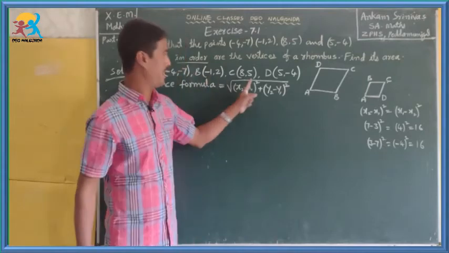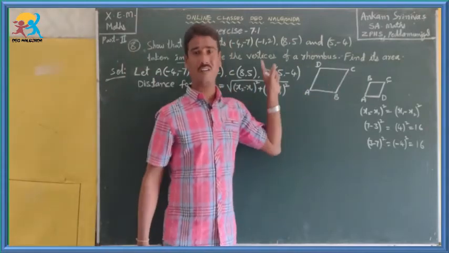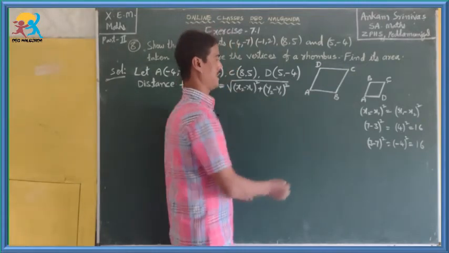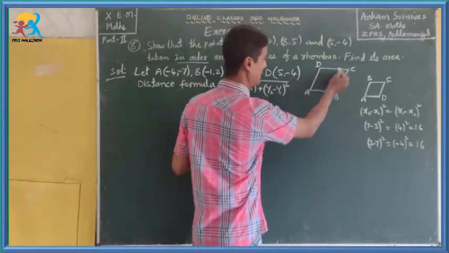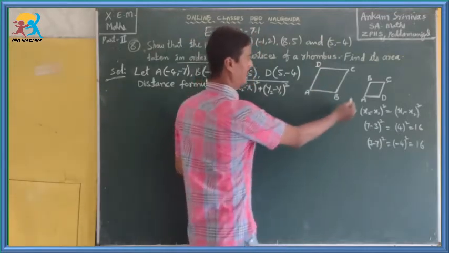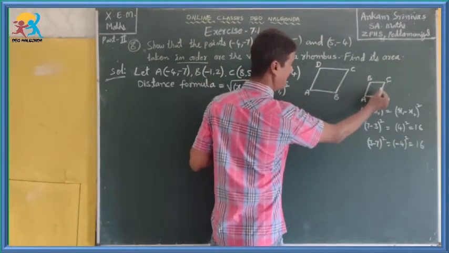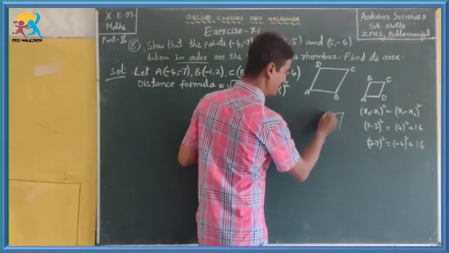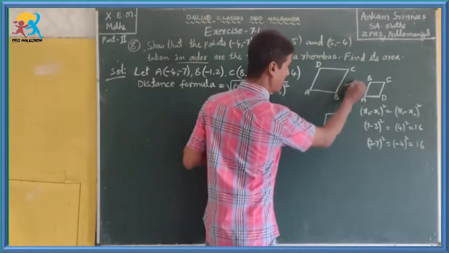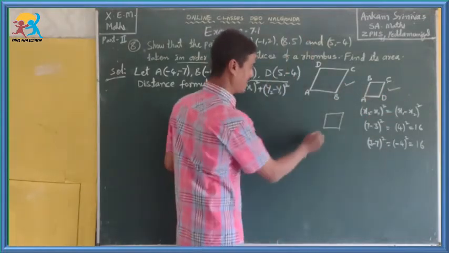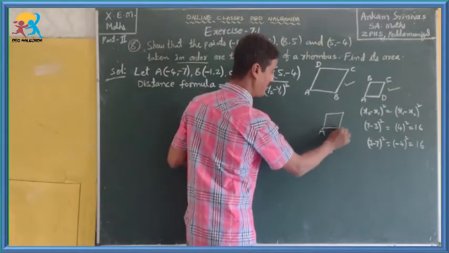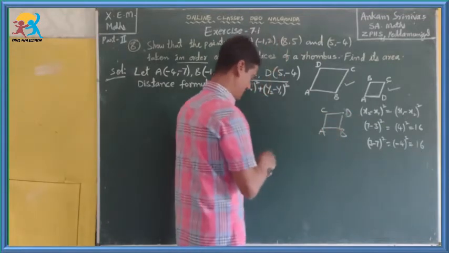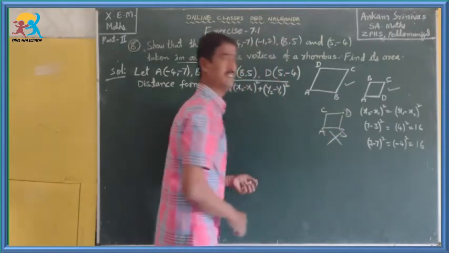These 4 points must be written in order. Order means clockwise or anti-clockwise direction: A, B, C, D, or you can take A, D, C, B. Some students make mistakes here. Suppose you take this, it is right; this also is the right direction. But if I take A, C, B, D, that is absolutely wrong.